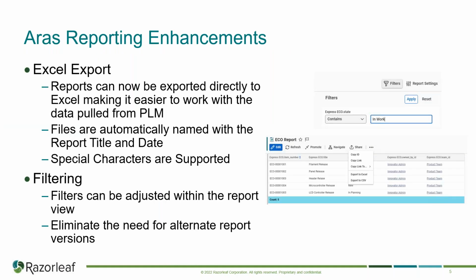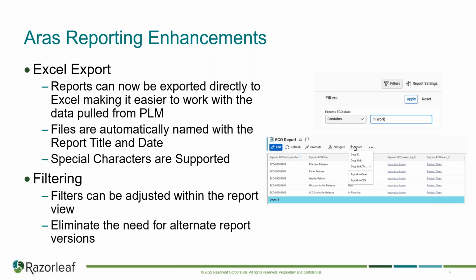So, getting to the reporting enhancements. One is the option to export to Excel. A new option has been added to the share dropdown on the report user interface, so now we can export those directly to Excel. It's going to maintain your formatting and all the special characters you might be making use of. When the Excel export is triggered, we automatically name those files with the report title and the date when it was created. This is going to make it easier for your users to work with that data, maybe use some of Excel's visualization tools if they're more comfortable with that, and make that data more accessible to the rest of the enterprise.